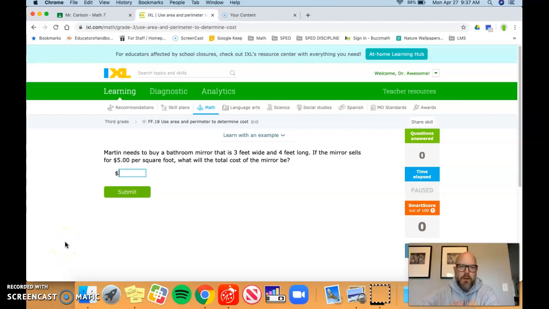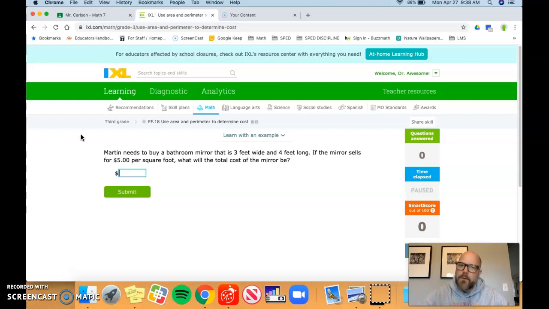I wanted to work out our assignment for today, work out a few problems. I assigned IXL 3FF18, third grade, so 3FF18. And this assignment works with perimeter and area of a shape and using that information to find a total cost of something.